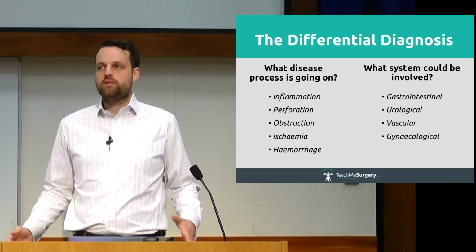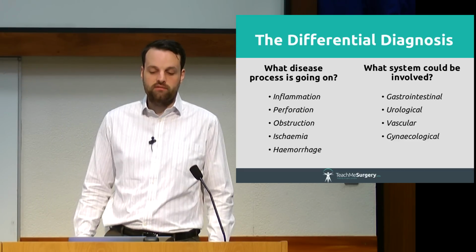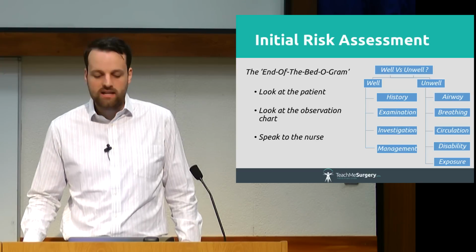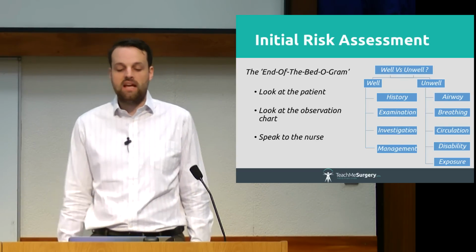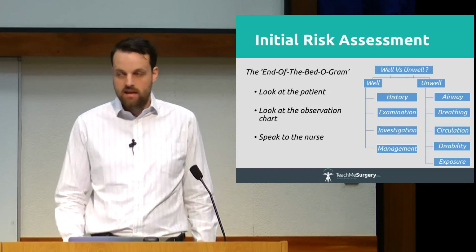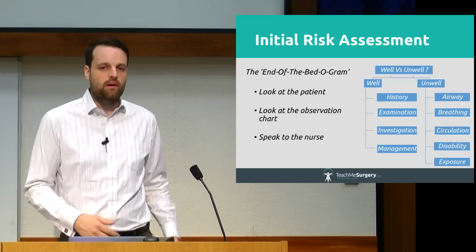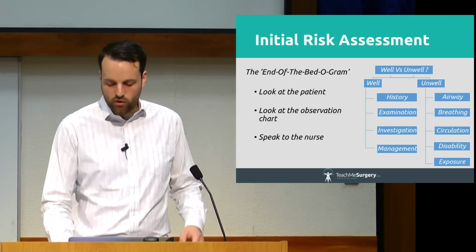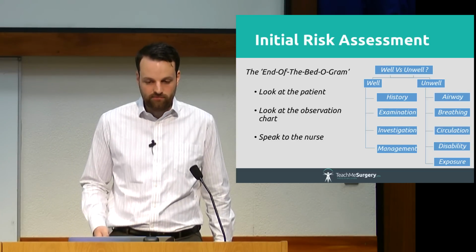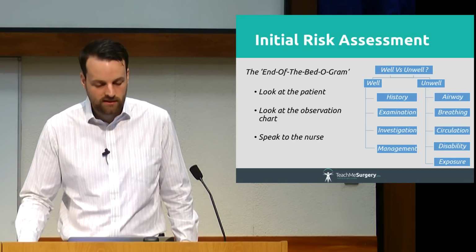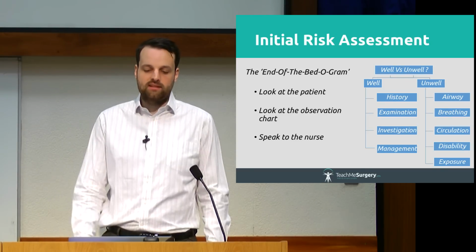So with our differentials in mind, I think we're all set and ready now to approach our patient. And remember, as always, we need to first perform an end of the bed-ogram and decide on how sick our patient could be. After this, we may need to go down an A, B, C, D, E approach. Or if we've got time, we can now do a more considered history and examination. So with the patient's consent, let's think about history and examination, which you can start almost simultaneously.